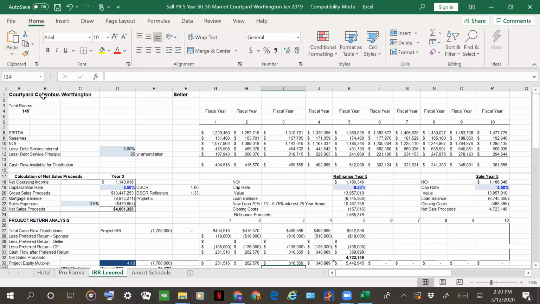So I'm going to start here with this cell. You'll see the Courtyard Columbus, Worthington. You'll see the 145 rooms. You'll see the EBITDA. All this ties back to the Performa page. It's linked in there, which is 1.29 in the first year. And then we put away reserves. And then the NOI, as you see here, the NOI is 1,077,000.